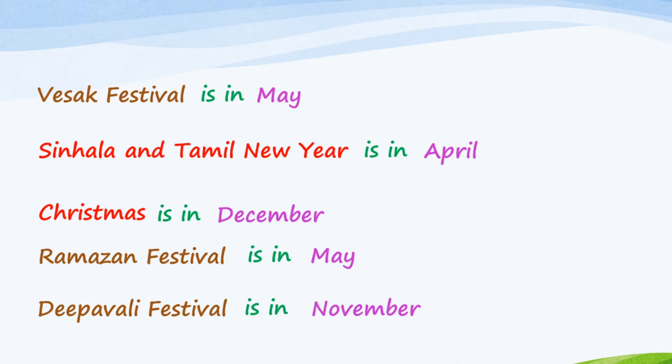Okay, we don't need to say always festival. We can say Vesak is in May. Sinhala and Tamil New Year is in April. Christmas is in December. Ramasan is in May. Deepavali is in November. Okay, if you don't know the names of the month, you can learn them by this video. I'll put the tag on the top.